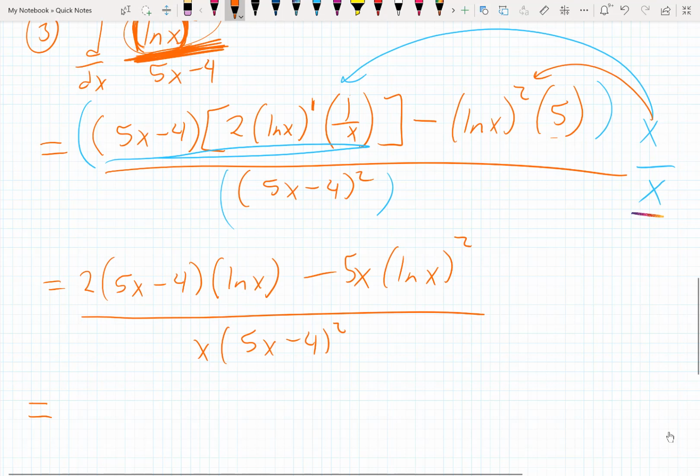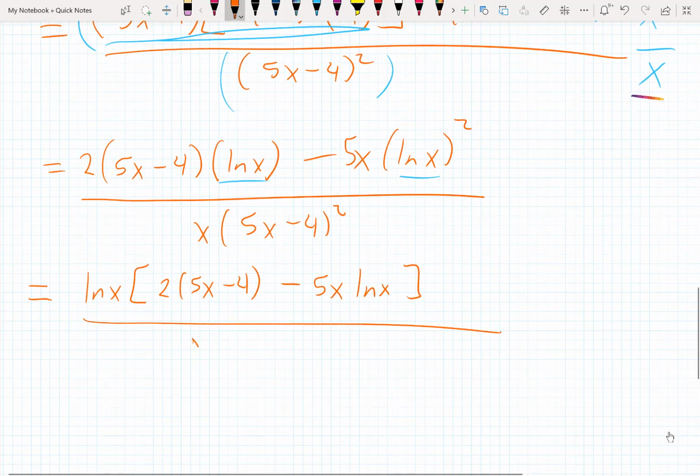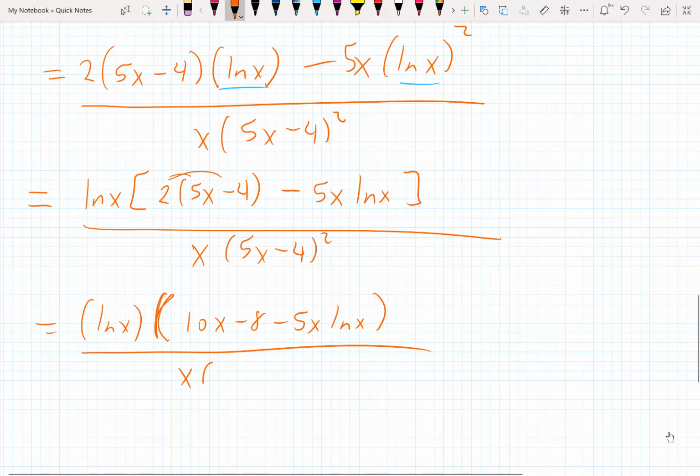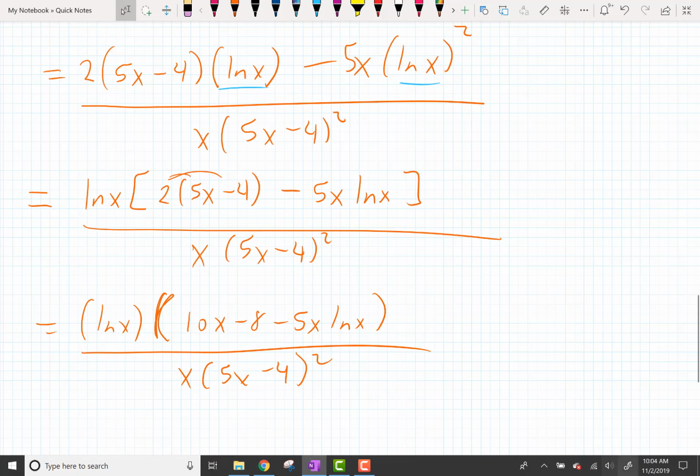And then now I'd probably pull out an ln of x from these two guys here. So pulling out that ln of x, that'll leave me with 2 times 5x minus 4 minus 5x, and I'll still have an ln of x, so I don't completely get to do anything really nice. And then I would probably just distribute that and be done. So just say 10x minus 8 minus 5x ln x. And again, I'm not checking these super closely, but I think it's certainly the right idea. Hopefully I'm not losing anything major, but it should be the right idea. Okay.